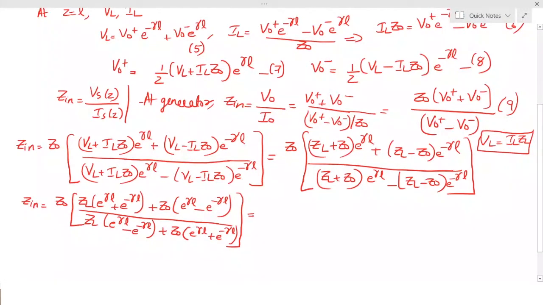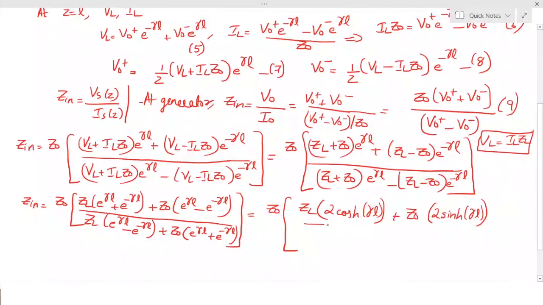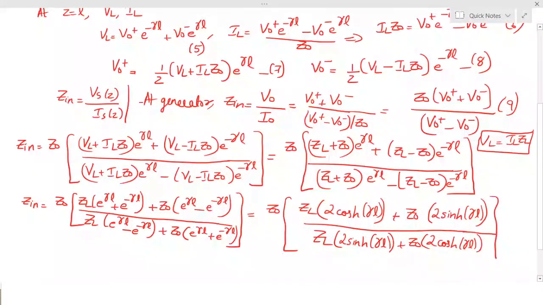So based on that, substituting, you will be getting Z0 into (ZL into e raised to gamma L plus e raised to minus gamma L, which is 2 cosh gamma L) plus Z0 into 2 sinh gamma L, divided by ZL into (e raised to gamma L minus e raised to minus gamma L, which is 2 sinh gamma L) plus Z0 into 2 cosh gamma L. So you will be getting the equation like this.